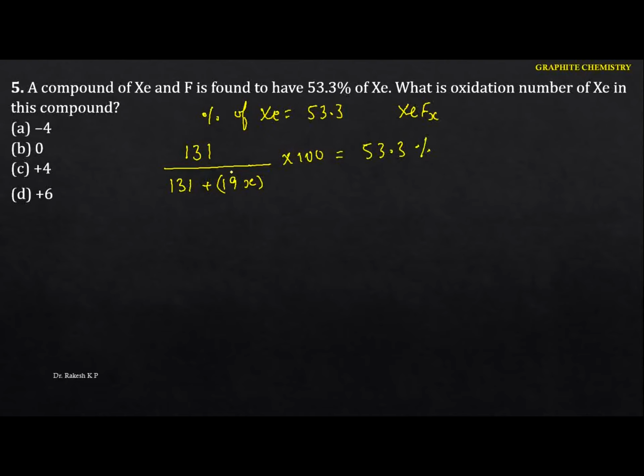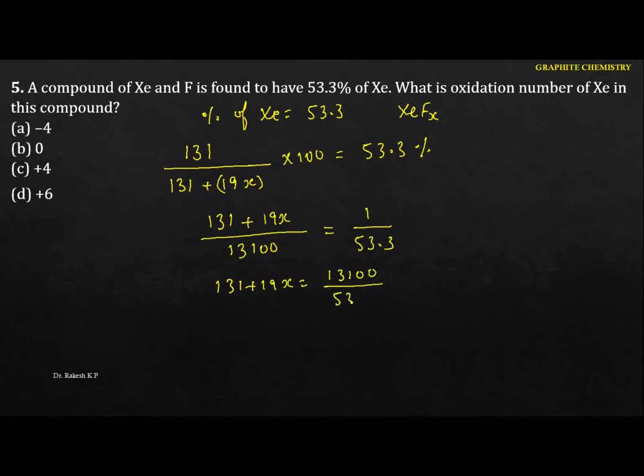But how do we calculate the percentage? By using this. Now I'm going to reverse this, converting the numerator: the numerator comes to the denominator, and the denominator goes to the numerator. Now see here. So (131 + 19x) divided by, if I multiply this, becomes 13100, which is equal to 1 divided by 53.3. So 131 + 19x is equal to 13100 divided by 53.3.